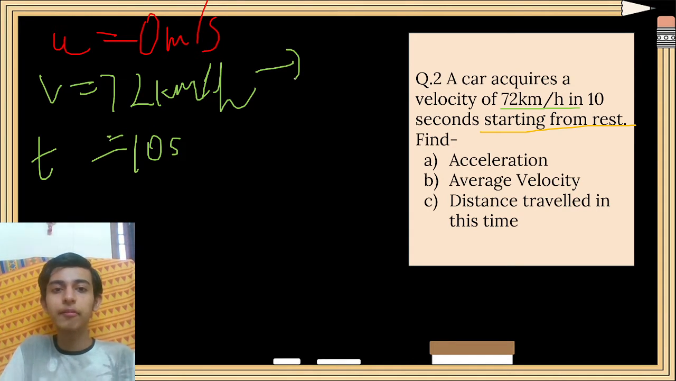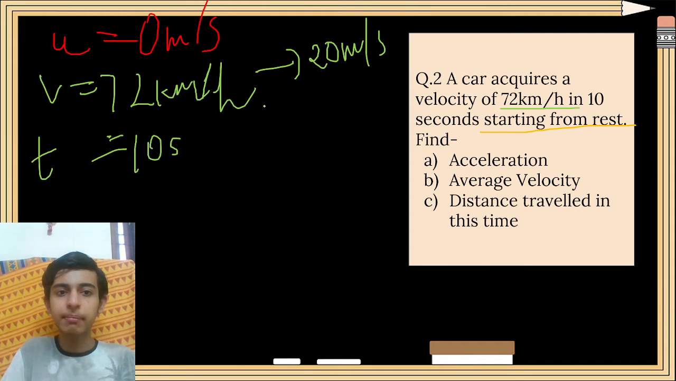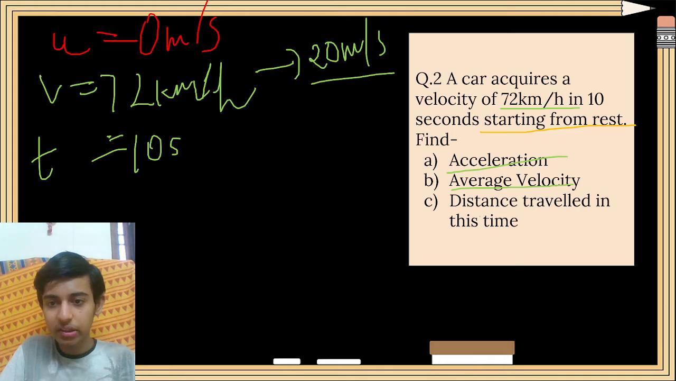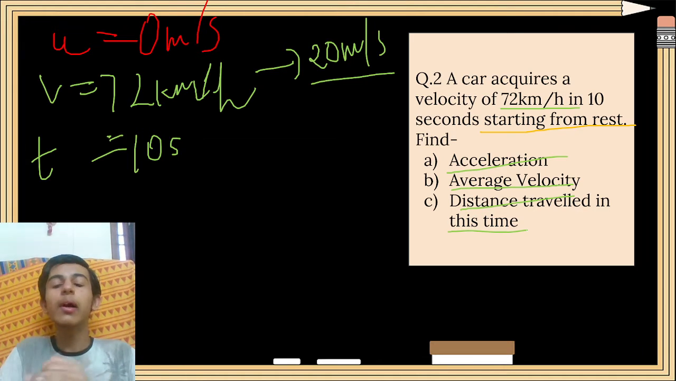So you have to multiply it with 5 by 18. So you will probably get 20 meters per second. 72 into 5 by 18, 18 times 4 is 72, and then into 5, you will get 20 meters per second. Correct. Now find the acceleration, average velocity and distance traveled in this time. So you are supposed to find 3 things. What are those 3 things? Number 1 will be your acceleration.